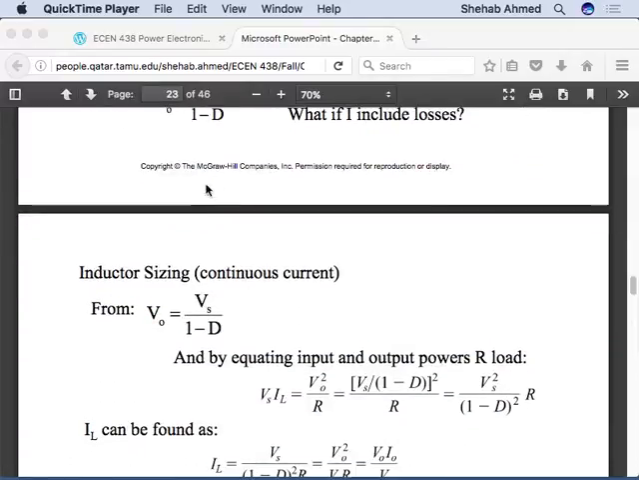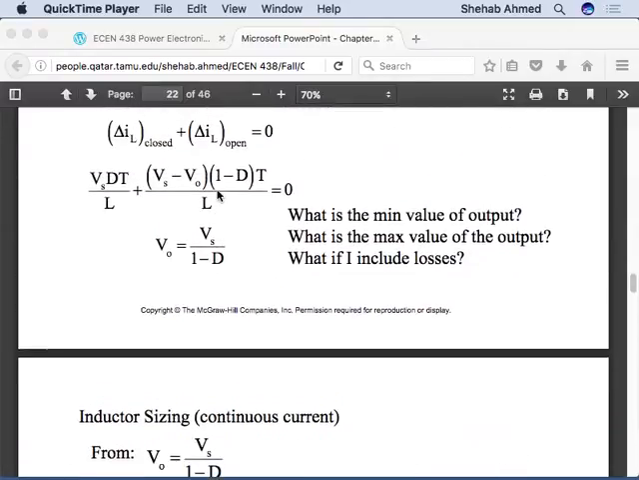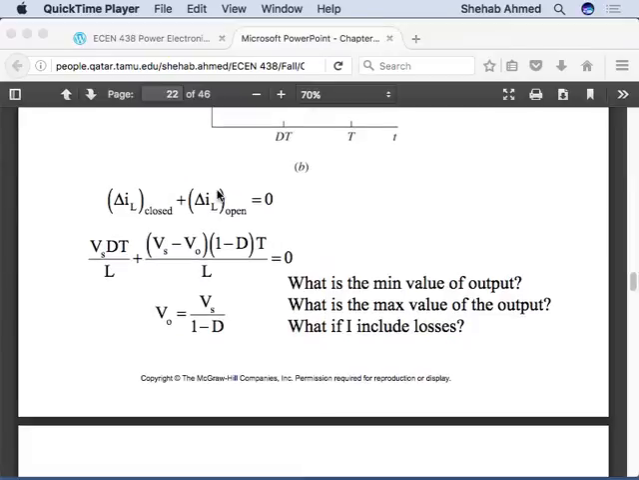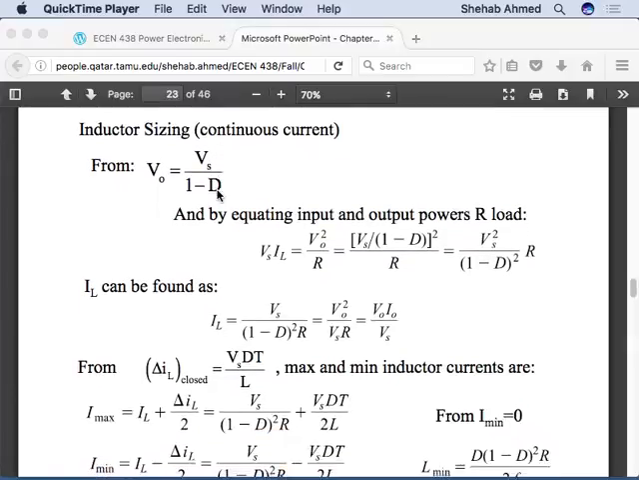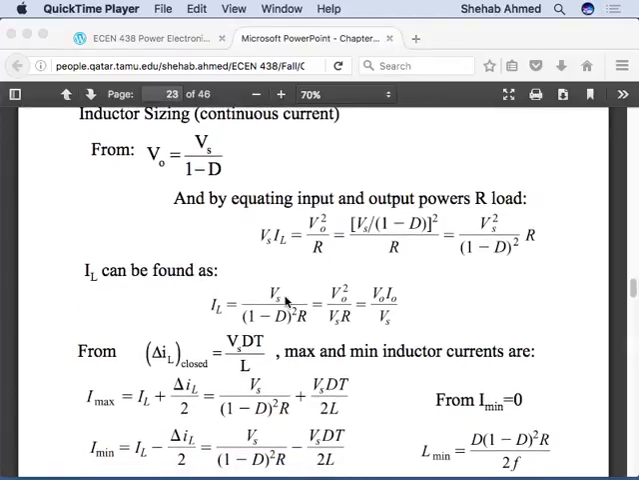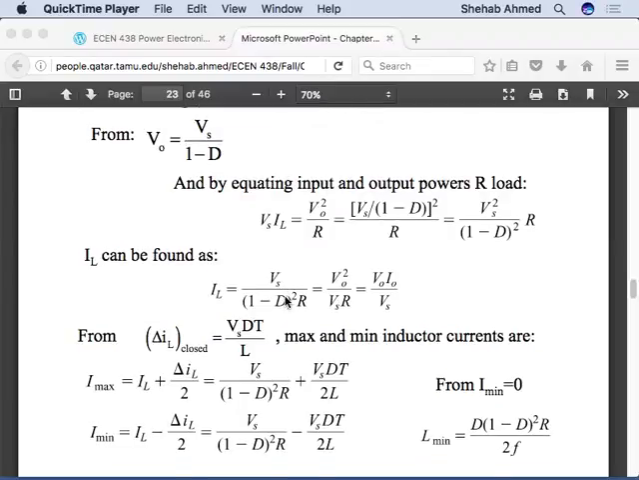So we found the voltage transfer ratio, and we know the peak voltage across the diode and the switch. They were equal to the capacitor voltage, which is the output voltage. Now we need to find the inductor and capacitor size. We know the voltage transfer ratio, and we want to find the inductor size.